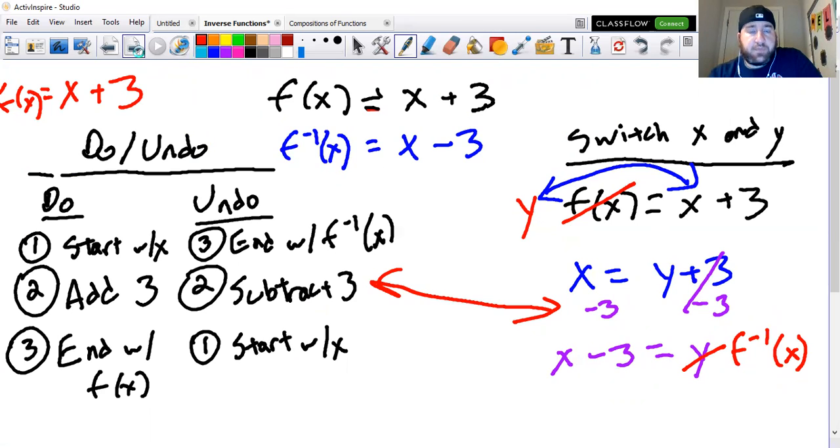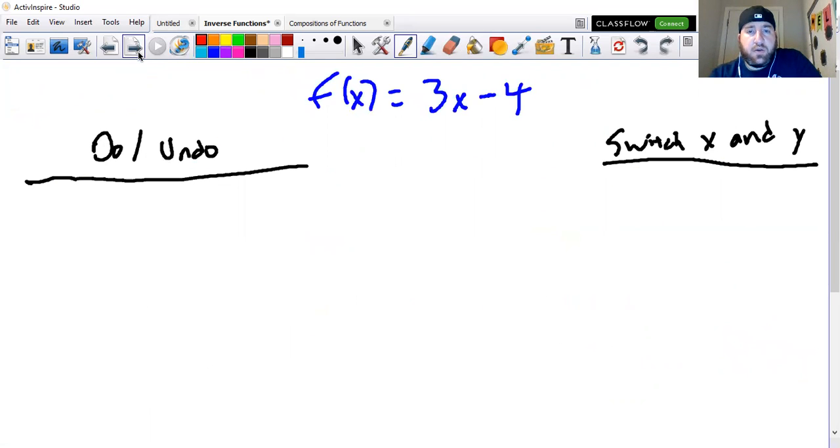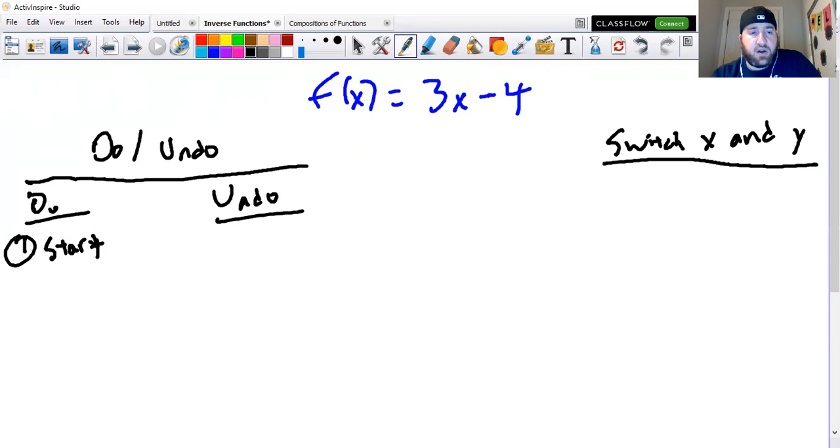All right. So now we're going to add on one extra operation. We had x plus 3 on the last one. Now we've got 3x minus 4. So again, we'll start with do and undo. As we're rebuilding f of x equals 3x minus 4, I'm going to start, I don't know why I made a y, start with x. Yeah, you can put your x there.